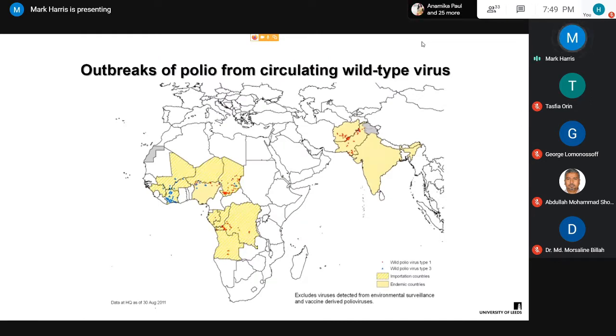And this is predominantly now in Afghanistan and Pakistan. Although, of course, people move and travel, and therefore you will get outbreaks spreading around. Nigeria very recently has been classified as polio-free. It was during the peak of the COVID pandemic, so it was kind of lost in the news, I think.